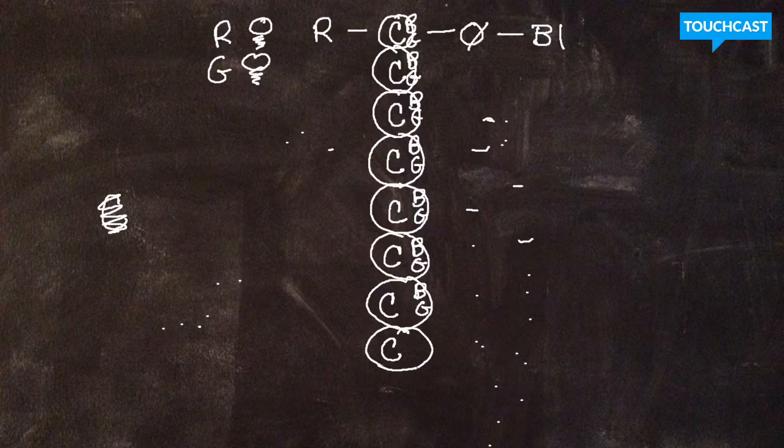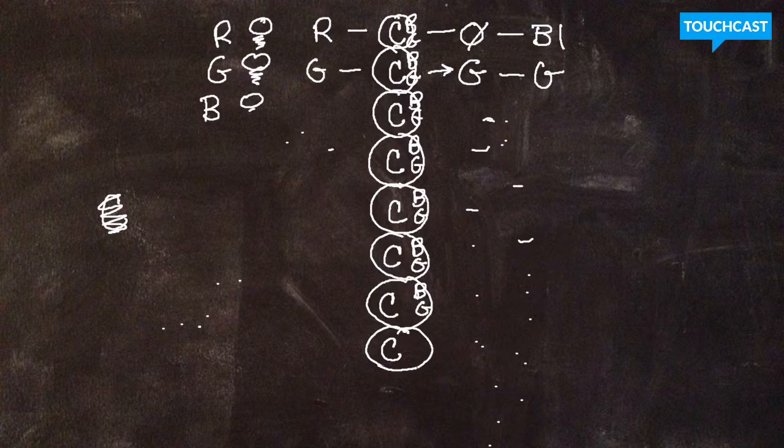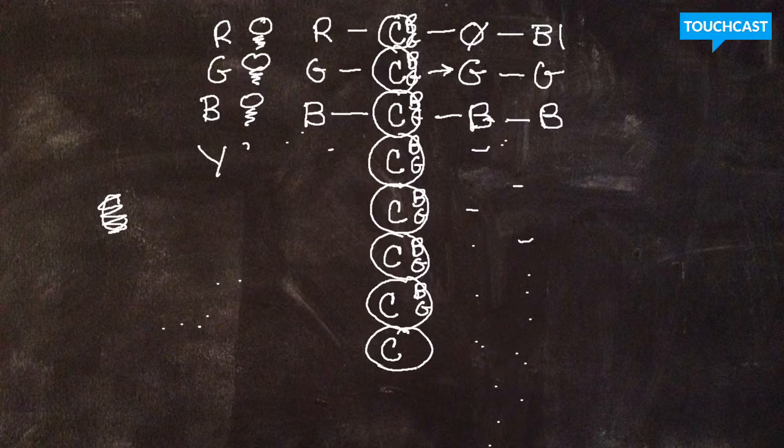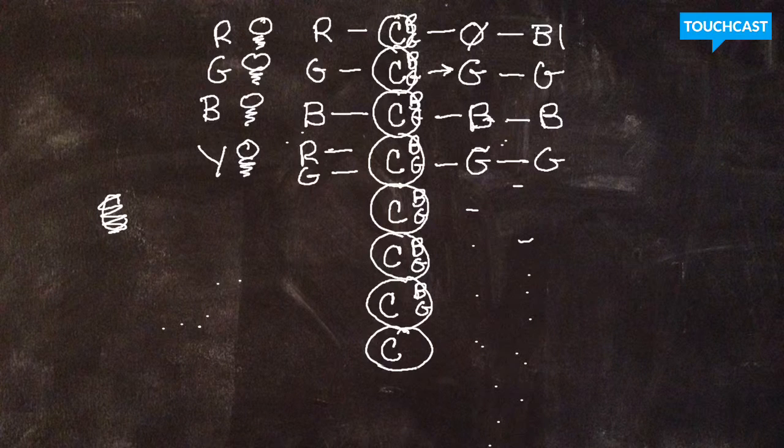We have a green light. Green's hitting. So green gets reflected. The blue doesn't get reflected because there's no blue light hitting it, and our object's going to be green. Then we have a blue light. Blue light is hitting our cyan object. Blue gets reflected, and our object appears blue. We have a yellow light, and we know that that's going to have both red light and green light. The red light gets absorbed. Green light is reflected. That gives our object as green.